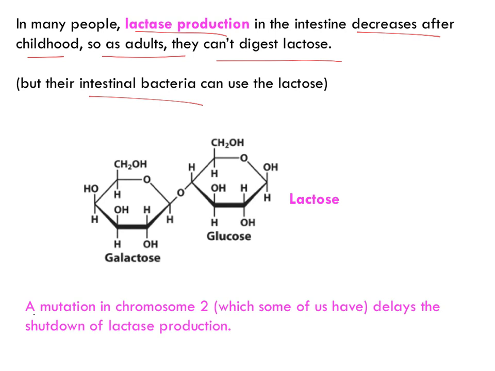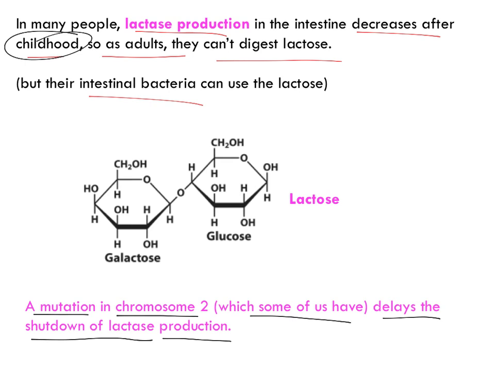So it turns out there's a mutation in chromosome 2, which some of us have, that delays the shutdown of lactase production. There is a selective advantage for children to be able to break down lactose because, as infants, they need to get milk from their mother, and they need to be able to break it down into the different monosaccharides. But as adults, you may not need to drink milk anymore.